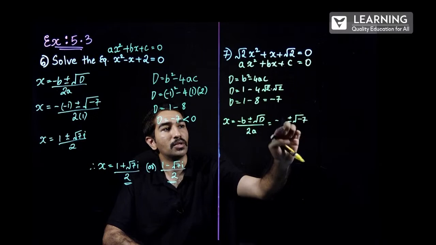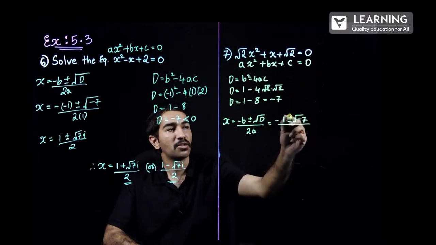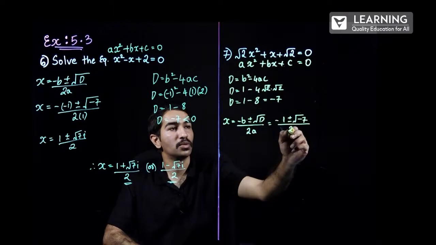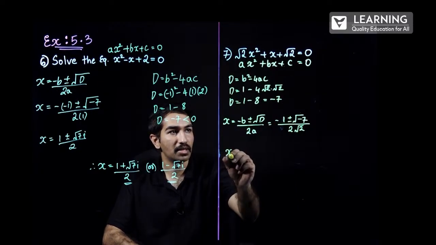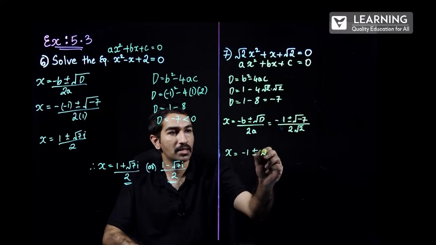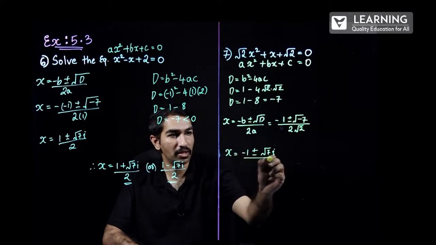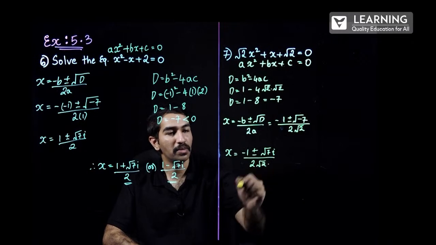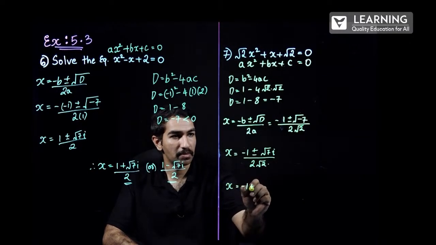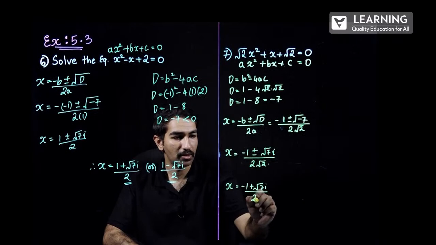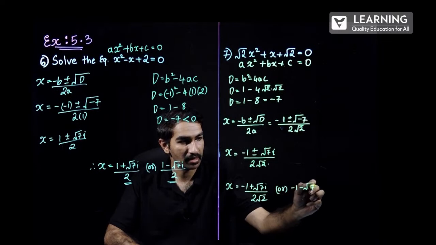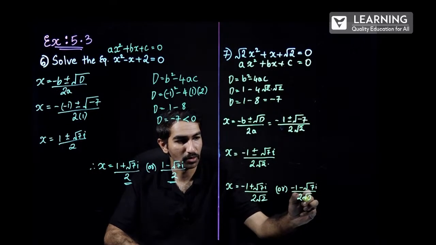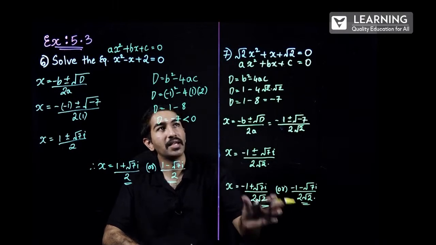So that is nothing but equal to 1. Okay, 1 plus or minus root of minus 7, the whole divided by 2 into a is nothing but how much, students? Root 2. Correct? So root 7 can be written as x equals minus 1 plus or minus root 7i, the whole divided by 2 root 2. So what will be the roots here? X will be equal to minus 1 plus root 7i divided by 2 root 2, or minus 1 minus root 7i, the whole divided by 2 root 2. So these are the roots for the given quadratic equation.